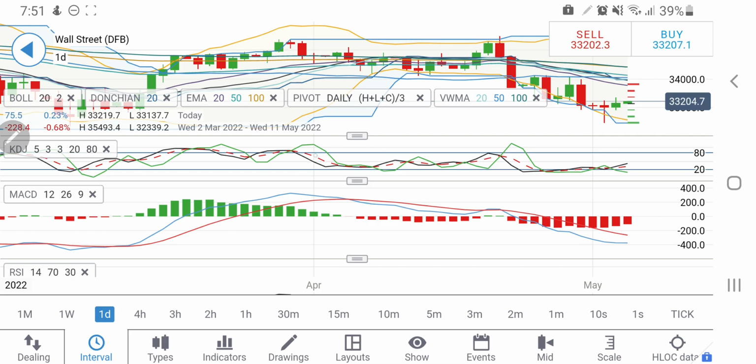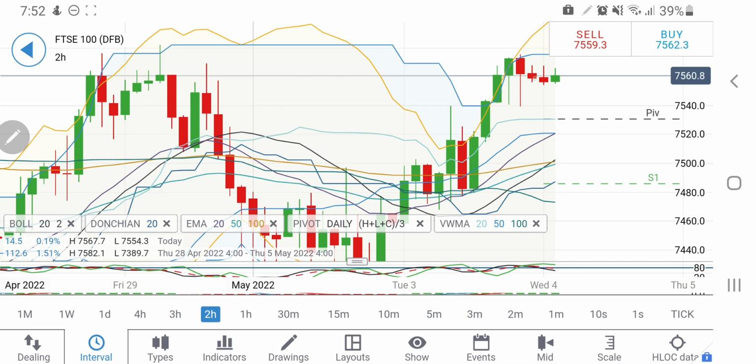Now let's have a look at FTSE 100. FTSE 100 is trading at 7560 levels. Only thing bullish in this entire world is FTSE 100. However, look at this. It has also seen a double top out there, and probably I'll be watchful of this zone at 7580. This is a 2-hour double top, and 7580 levels is again something which I'll be looking forward to.